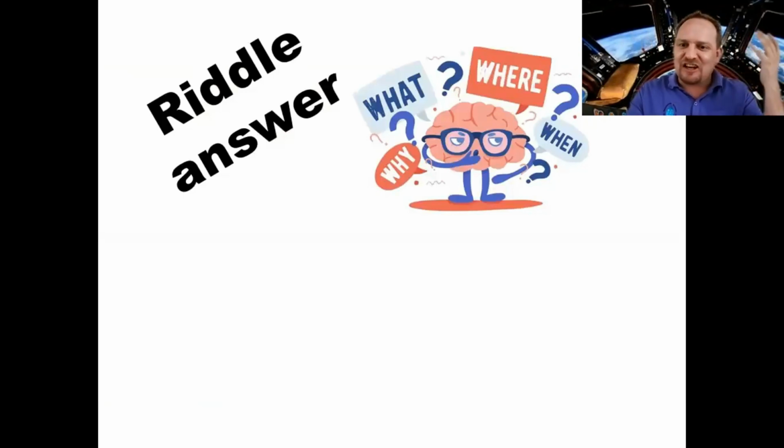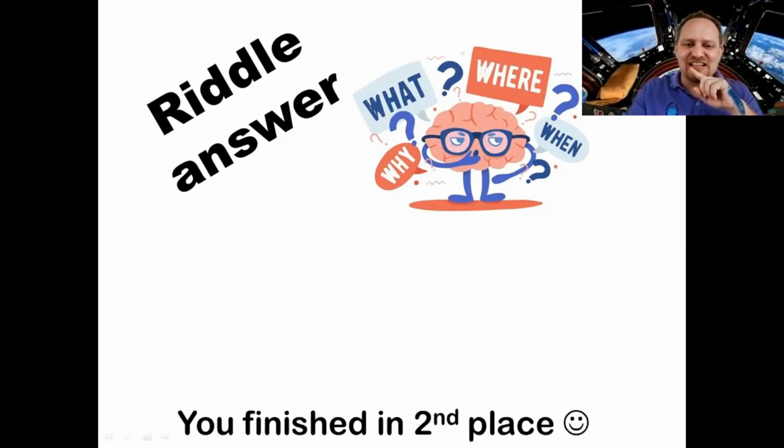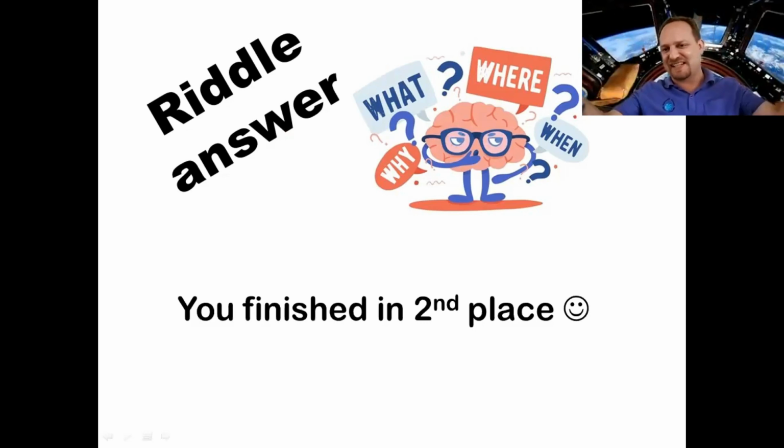Okay, kind of a short video today, I think. Riddle answer, did anyone get it? So if you pass someone in second place, where do you finish in the race? The answer is you finished in second place, okay, because you didn't pass the person in first place, did you? All right, excellent, well done.